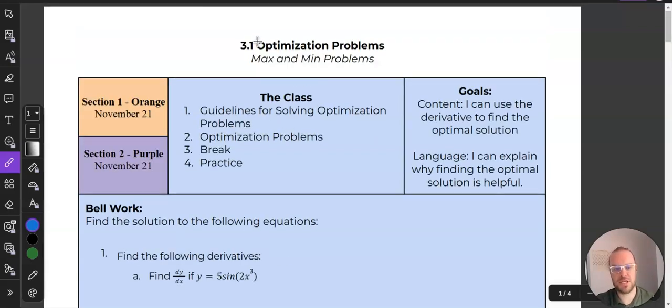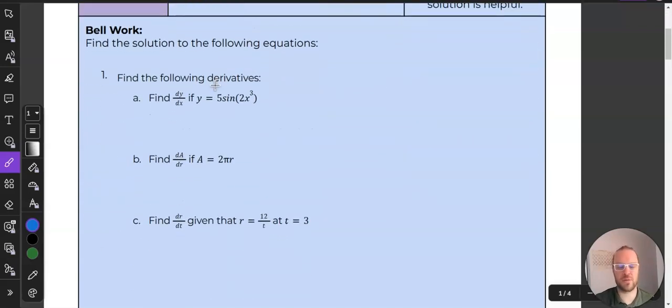Alright guys, so we're going to look at optimization problems here. As always, I'll start with the bell work, which kind of reviews previous things or things we need to know. And so if you haven't done them, pause it. Otherwise, stay tuned. So we've already done dy/dx.